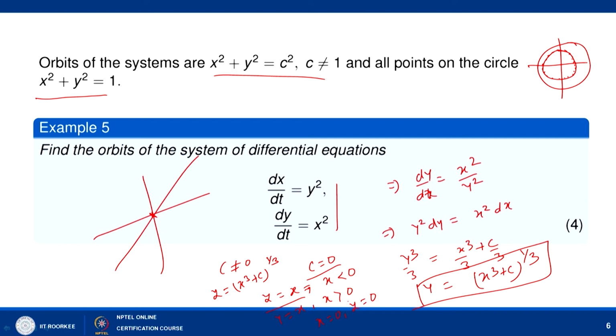So, it means that all these curves y equal to (x cube plus c) to the power 1 by 3, where c is not equal to 0, are orbits, and corresponding to c equal to 0, y equal to x is not a single orbit; rather it is a union of different orbits because it contains an equilibrium solution.